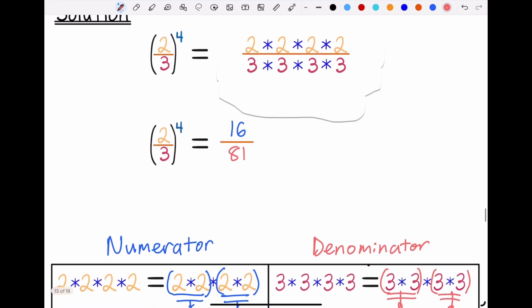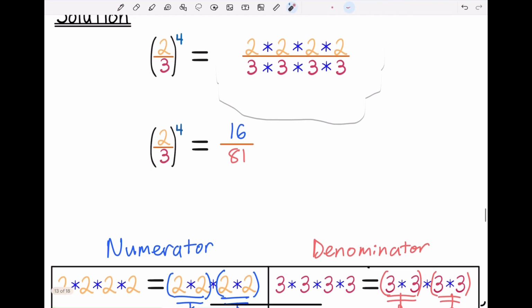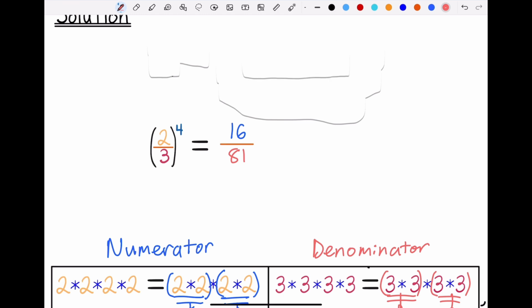So all of this here evaluates to 16 over 81. So that means that 2/3 to the fourth power equals 16 over 81. And we are done.